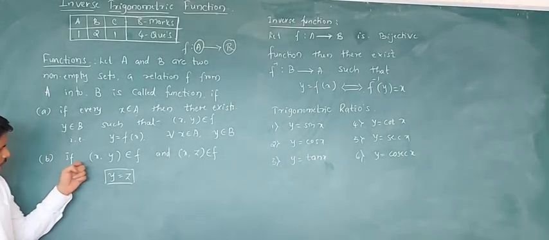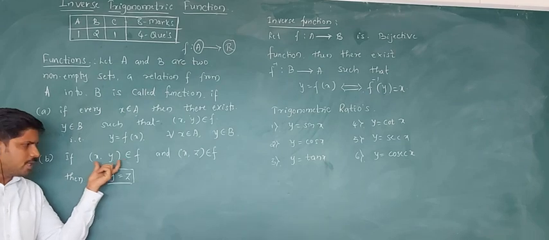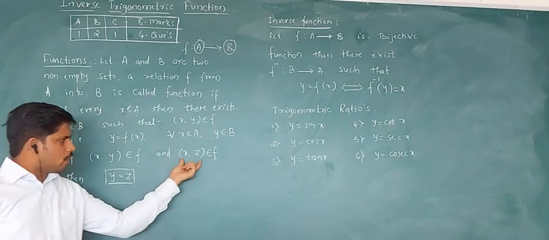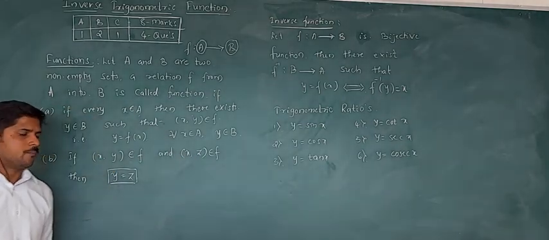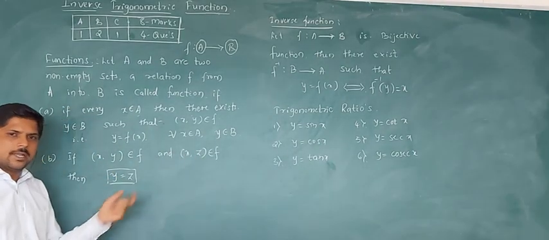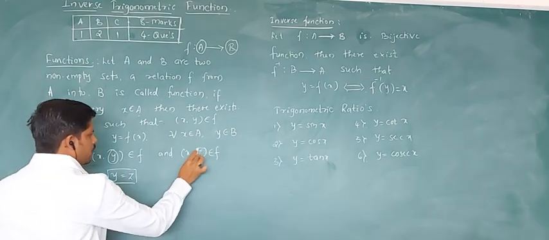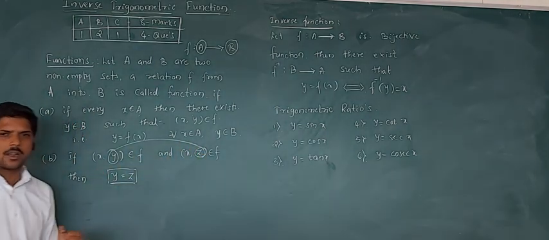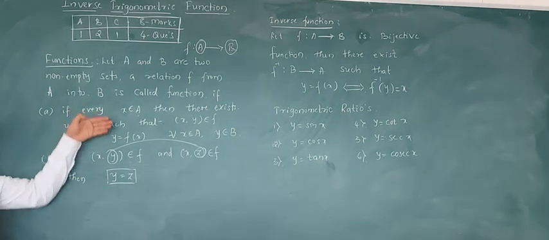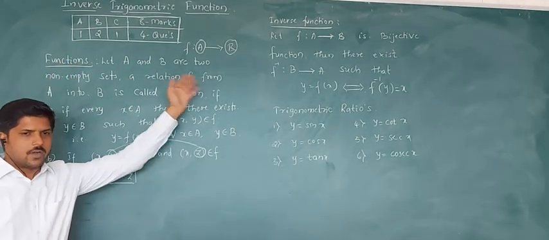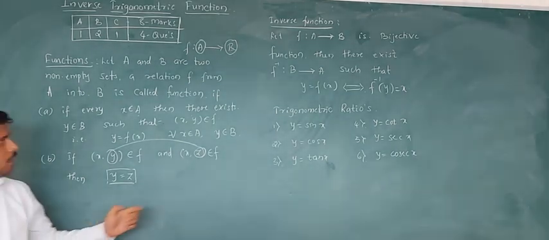Also, if the ordered pair (x, y) belongs to f and (x, z) belongs to f, then comparing these two ordered pairs, we have y equal to z. That is, the second elements are equal. If these two conditions are satisfied, then we say that it is a function. Similarly, the inverse function also.